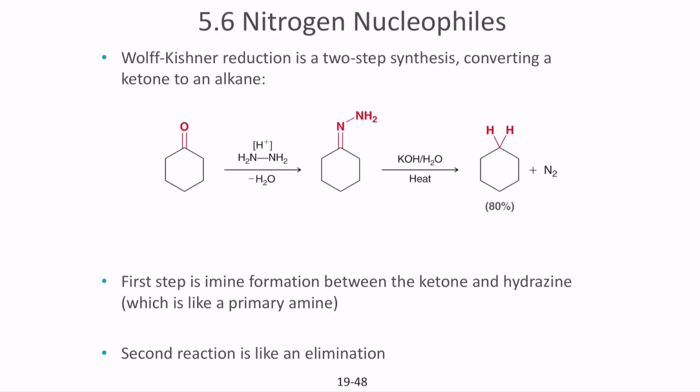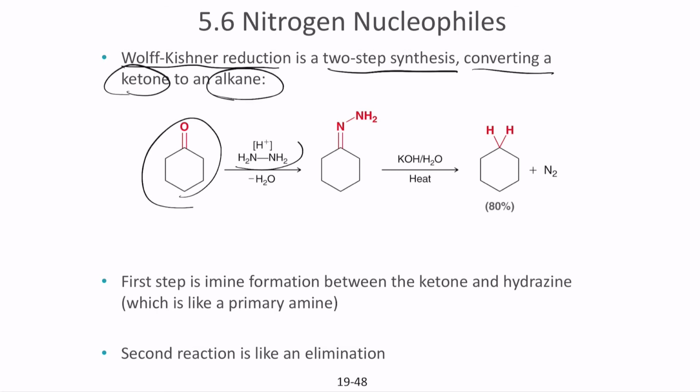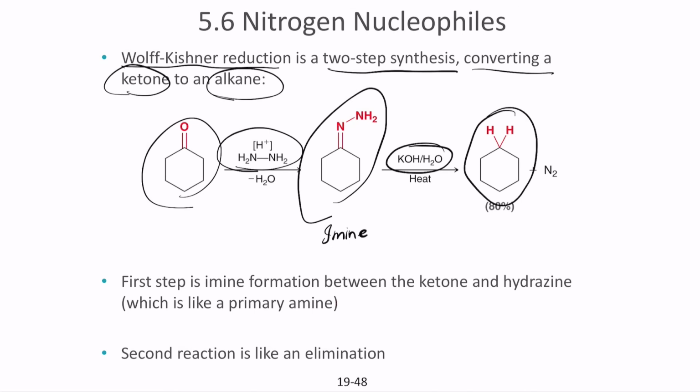Now, one of the common reactions that we use to reduce the structure back to its alkane is what we call the Wolff-Kishner reduction. It's a two-step synthesis where we are trying to convert a ketone into an alkane. First we take hydrazine and create an imine, and the imine, under further reaction in the presence of potassium hydroxide, creates the alkane.